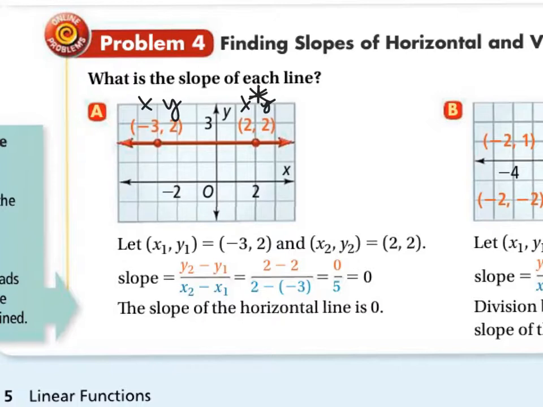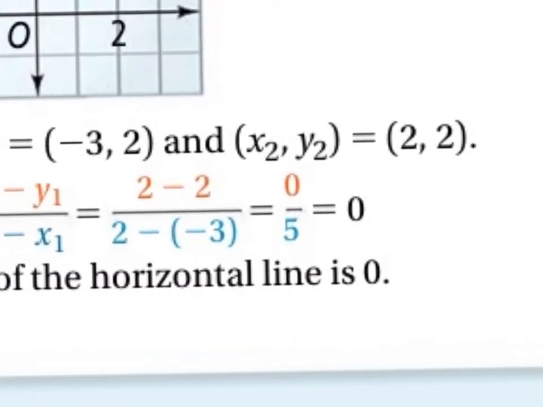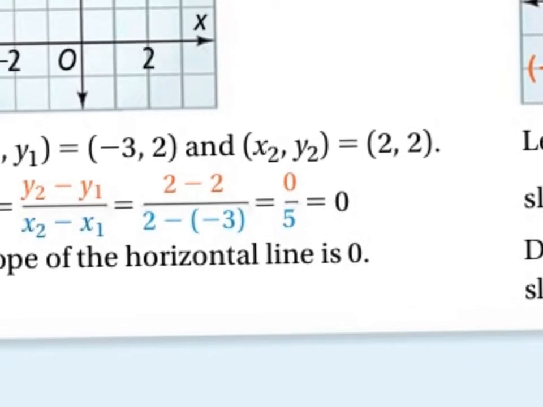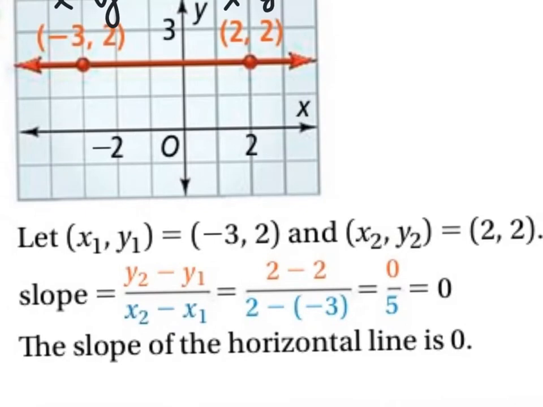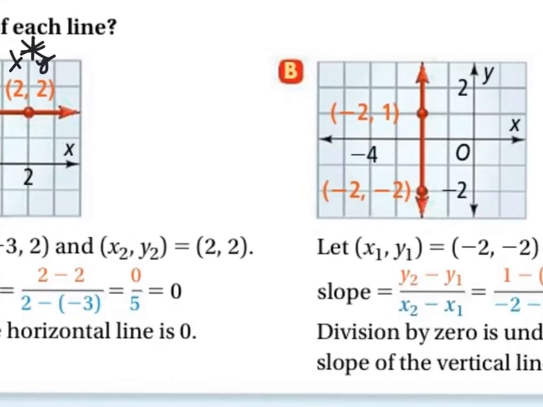And then the x's, they did 2 minus negative 3. And what happens is we end up getting 0 divided by 5. 0 divided by 5 is 0. Like if I have $0 and I split it between 5 people, everybody gets nothing, okay? Slope is 0. So anytime you have a horizontal line, the slope is 0. If you forget that, you can work it out: change in y over change in x.